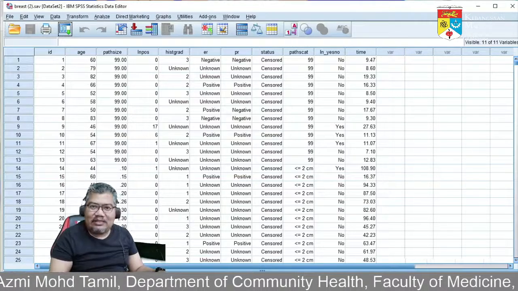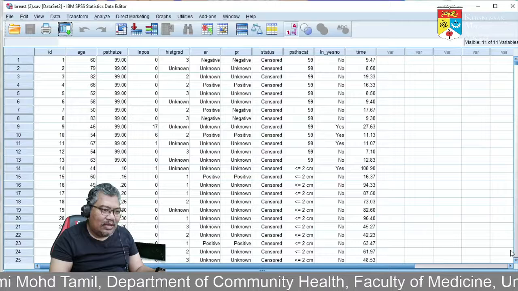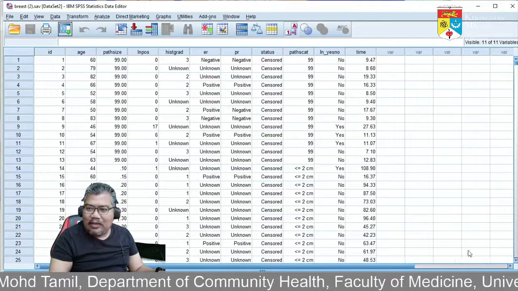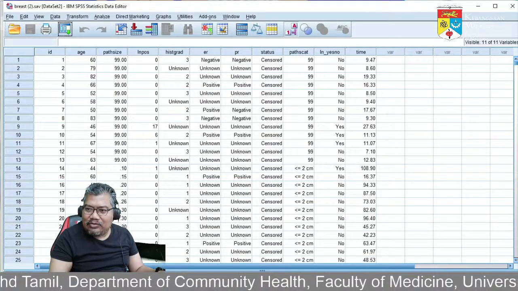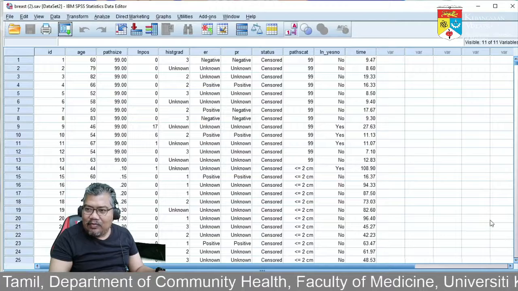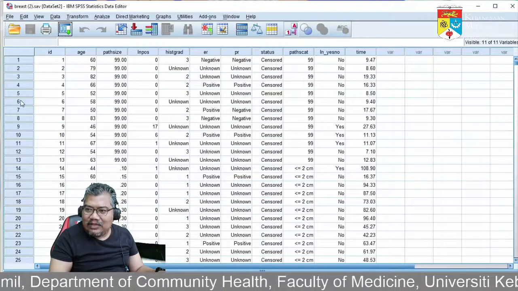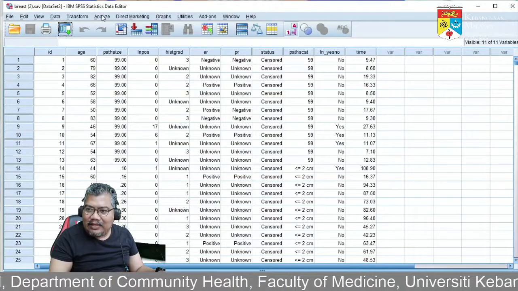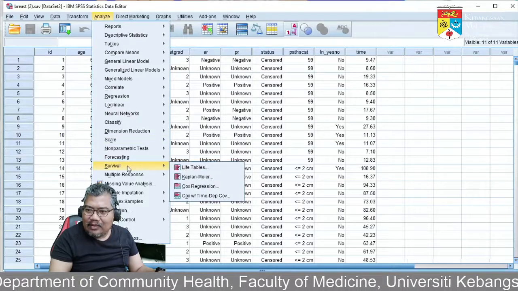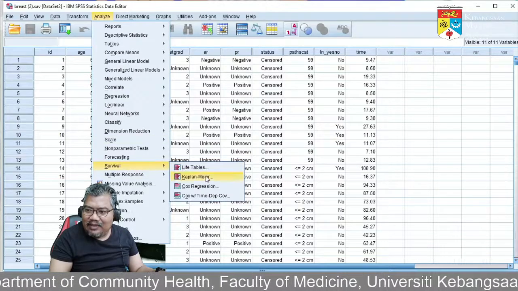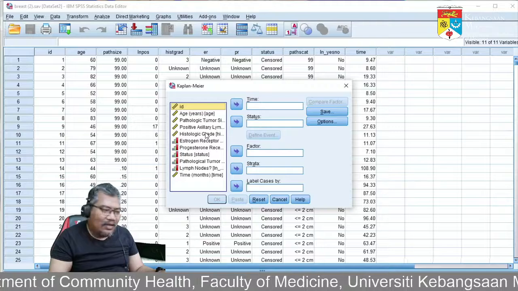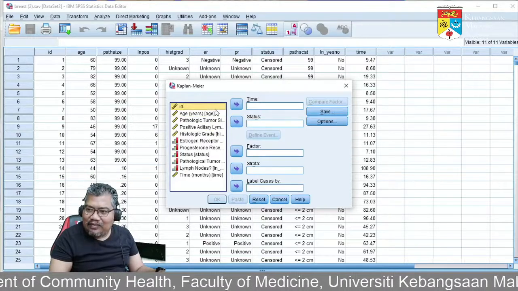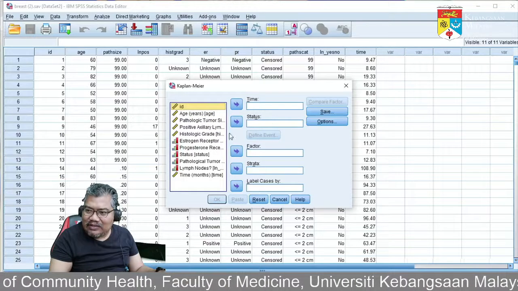So I'm going to demonstrate to you how to do Kaplan-Meier, one by one. We're going to start with something simple: lymph node positive or not. So click Analyze, Survival, Kaplan-Meier. The first thing we are going to do is put in the duration of time.